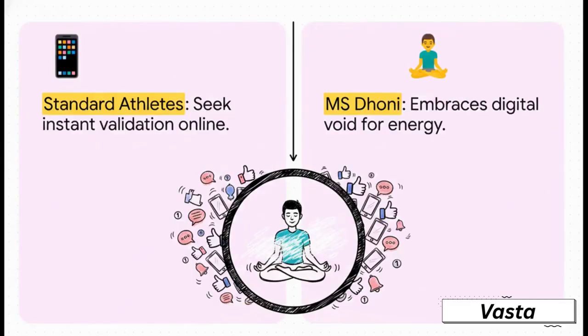And this emotional stability is fiercely protected by how he manages his environment. Unlike standard athletes today who are constantly seeking instant validation through a massive social media presence, Dhoni totally embraces the digital void. He utilizes scarcity. By staying off the grid, he deletes his ego to protect his cognitive energy. He absolutely refuses to waste his precious processing power on external validation, and it pays off immensely on the field.